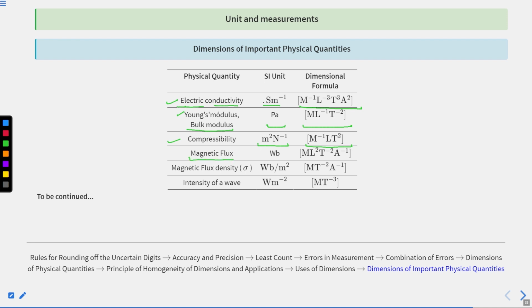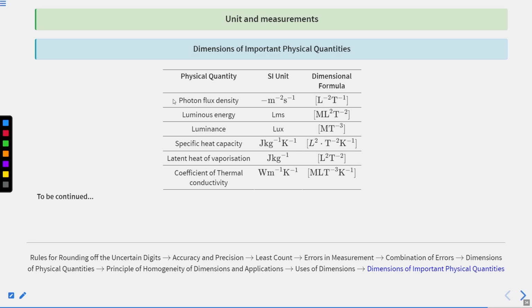Magnetic flux, and this is the SI unit, Weber, and this is the dimensional formula. Magnetic flux density, and this is the SI unit, Weber per meter square, and this is the dimensional formula of the magnetic flux density. Intensity of a wave. This is the SI unit and this is the dimension formula. Clear? So these are the physical quantities, SI units and their dimension formulas.